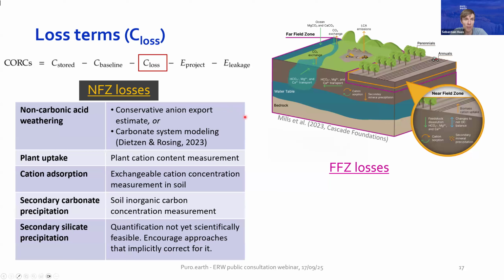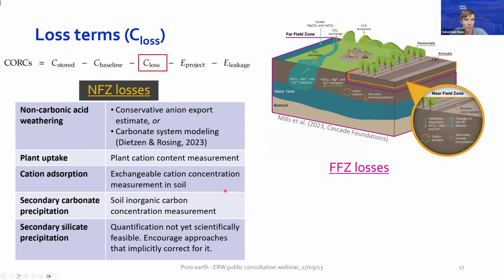The other losses all have descriptions and protocols for how to account for them using measurements or models in the near field zone. So for example, the non-carbonic acid weathering loss can be estimated by measuring anions and estimating the export from the near field zone, or alternatively with a model modeling the carbonate system.